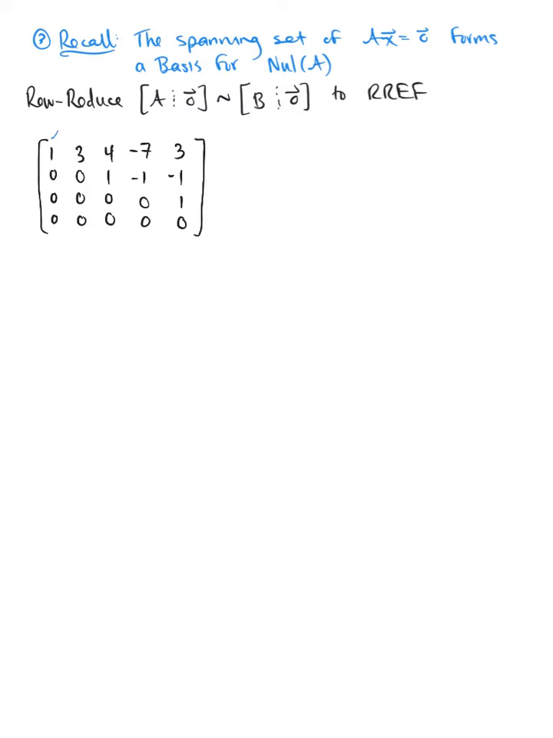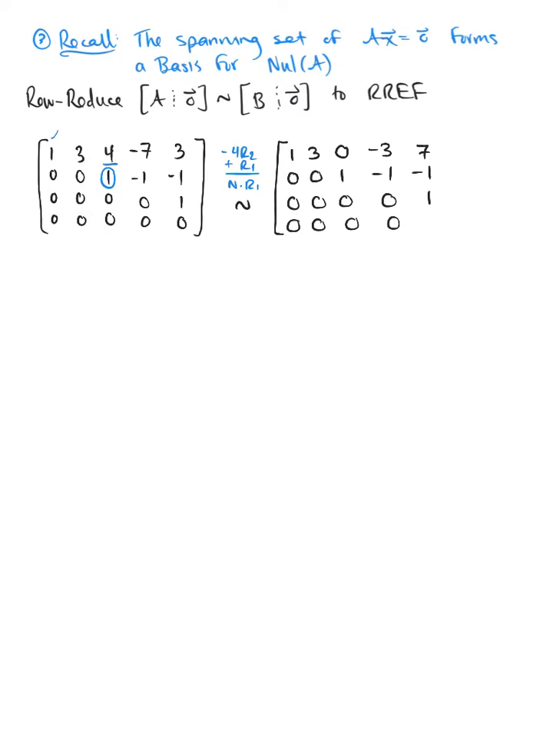Our first column is good, so we move to our second pivot position, and we'll use this to eliminate the entry above it. So we need to do negative 4 times the second row plus the first row to attain the new first row. This will produce the equivalent matrix 1, 3, 0. Positive 4 plus 7 is negative 3. Positive 4 plus 3 is 7. And the second row still remains as 0, 0, 1, negative 1, negative 1. Third row is 0, 0, 0, 0, 1. And our fourth row is a row of all zeros.